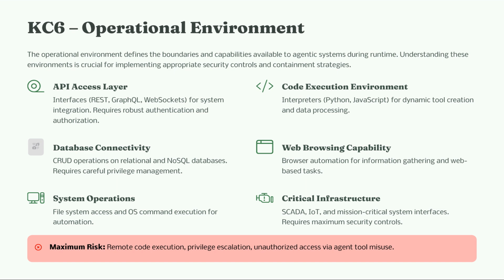Similarly, the execution environment for coding languages such as Python and JavaScript allows for dynamic tool creation and data processing, while database connectivity requires meticulous privilege management to ensure safety. We must also consider web browsing capabilities for tasks like information gathering and automation, alongside the critical infrastructure that supports SCADA and IoT systems. Here, maximum security controls are imperative to mitigate risks like remote code execution and unauthorized access. Next, we will delve into analyzing the attack surface of these systems, particularly in relation to OWASP threats.